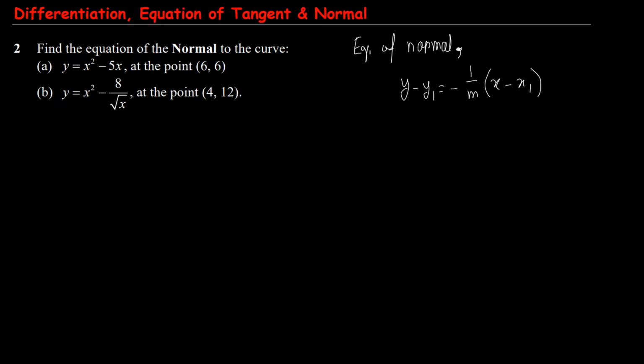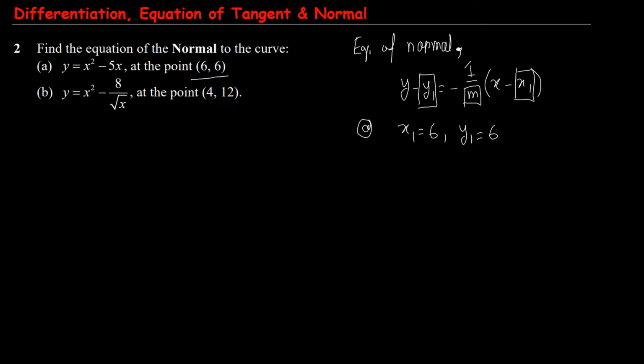At the same point it is perpendicular to the tangent, that's why we have to write the gradient as minus 1 by m. But the procedure to find the m is the same procedure we used for the equation of tangent. We need to put our values x1, y1 and our value of m. In the first question the value of x1 is already given, which is 6, and the other value y1 is also given as 6.